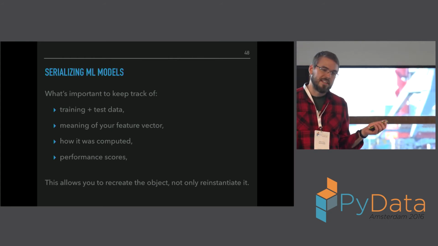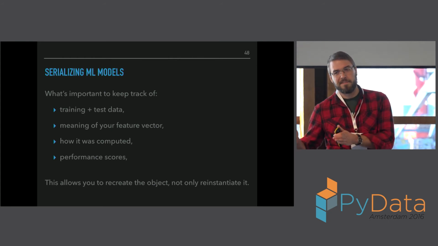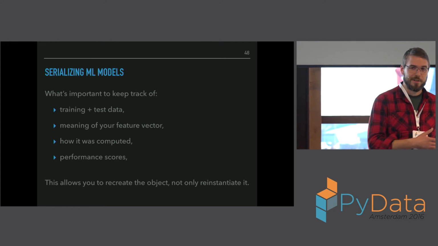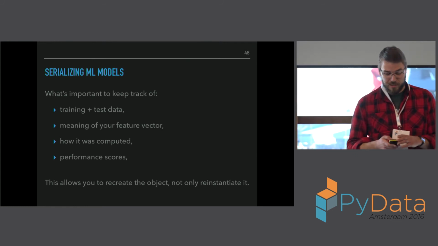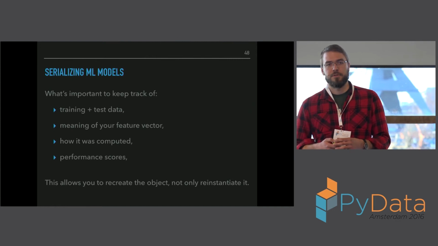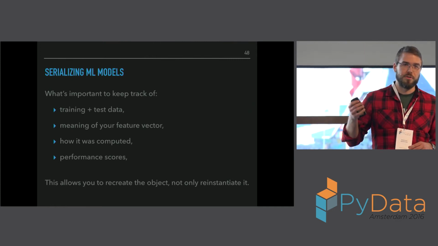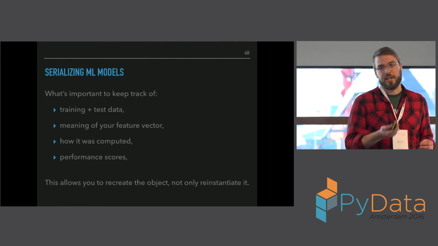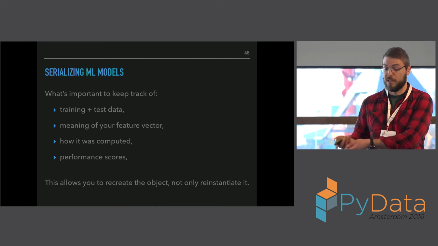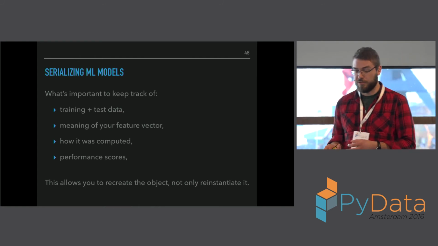But if you somehow end up with two feature vectors of the same length, but different meaning, you get a prediction, but it's going to be meaningless. And performance scores are also good to know when you deserialize your object. You can check whether it's actually doing what it's supposed to be doing, what it did when you serialized it.